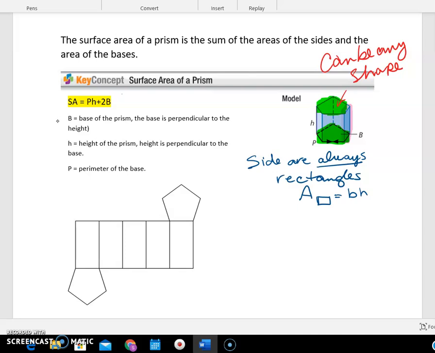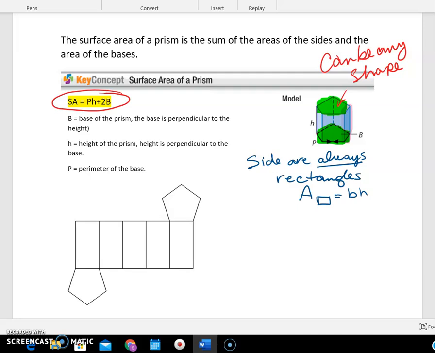So to find surface area, we have a little formula that we can use. It makes it a little bit easier. And I've talked about what each thing is. The capital B is the area of the base, so that's the base of your prism. And again, we have two of those. And that base is always perpendicular to the height.